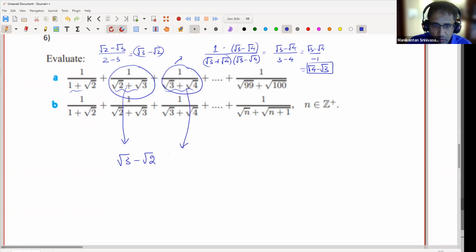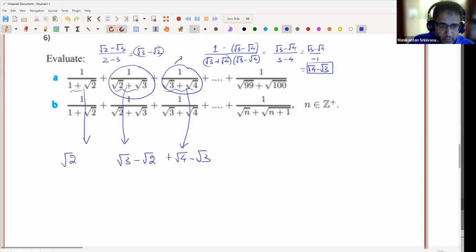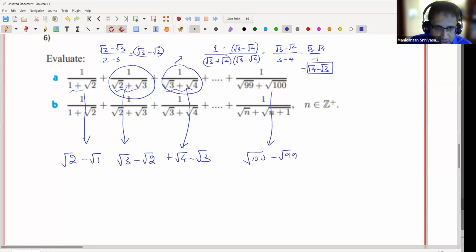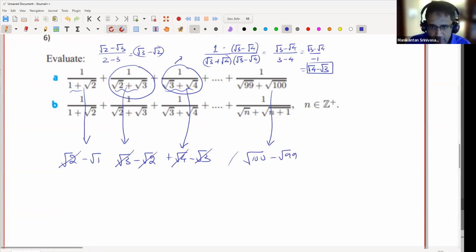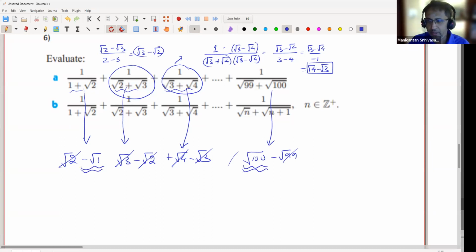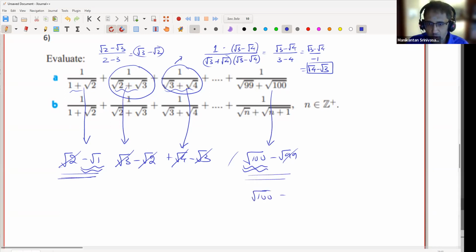So in the first one, sorry, it'll be root 3 minus root 2. So this guy would be root 4 minus root 3. The first guy would be root 2 minus root 1. Okay, and so on. The last guy would be root 100 minus root 99. Now you see a bunch of cancellations. This root 3 cancels with this root 3. This root 2 cancels with this root 2. This root 4 will cancel with another root 4 somewhere here. What will prevail would be the biggest one and the smallest one, always, in telescopic cancellation, right? The smallest one in the first term and the biggest one in the last term. So it's root 100 minus root 1, which of course simplifies to 10 minus 1, which is 9.